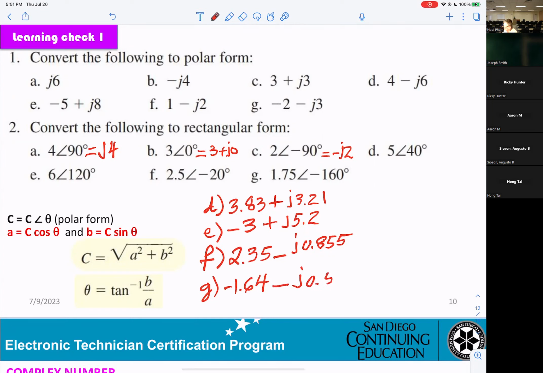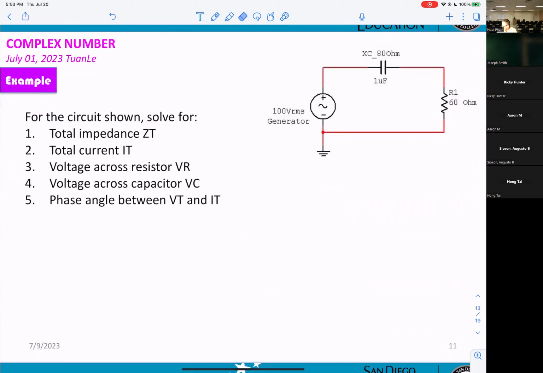Okay, now for the theory RC circuit. They want the total impedance, total current, VR, VC, and the phase angle. We already went through that. However, this time we will try to do it with complex numbers.